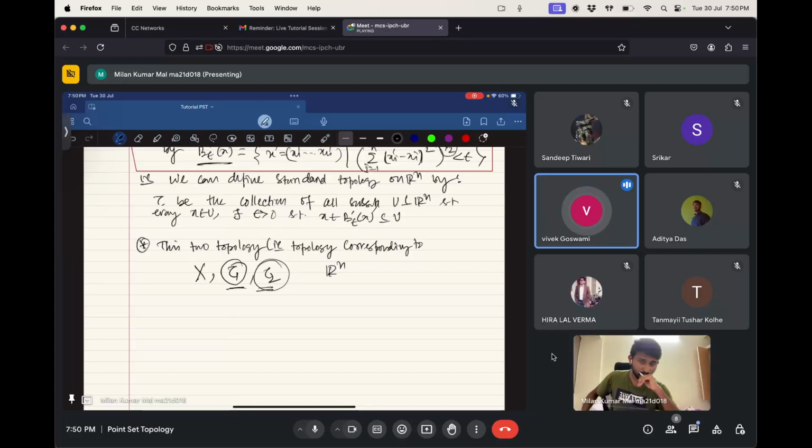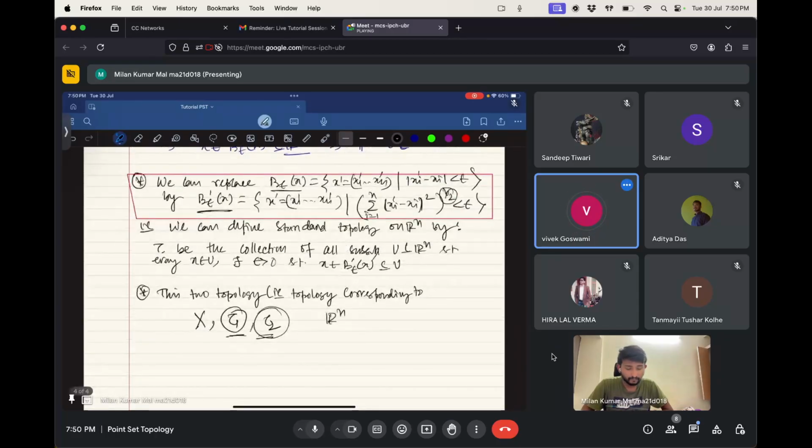Sir, I wanted to ask, if B epsilon of x represents the squares in R2, and B epsilon prime represents a sphere or a kind of circle? Right, right. That's the sphere topology. That is a sphere. In general, it is called a sphere. In two dimensions, it is a circle.